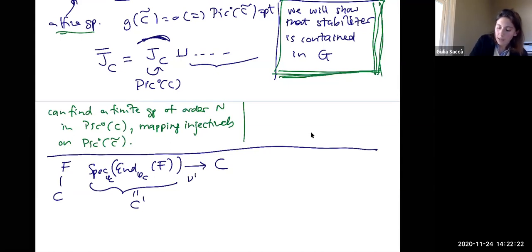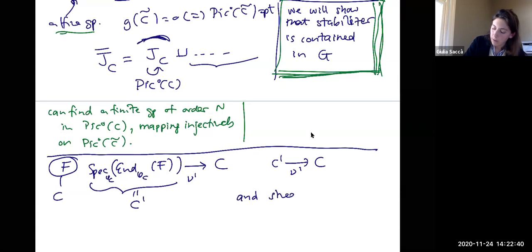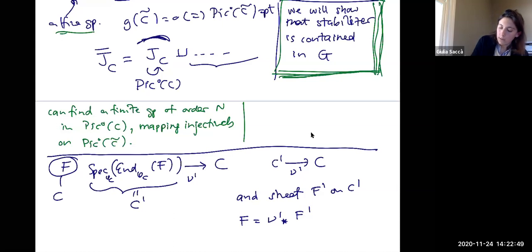So what I'm saying is that to any sheaf F, I can associate a partial normalization C' of C. Sorry, not a line bundle. So this is uniquely determined, and there is a uniquely determined sheaf F' on C' such that F is the pushforward of this sheaf F'.